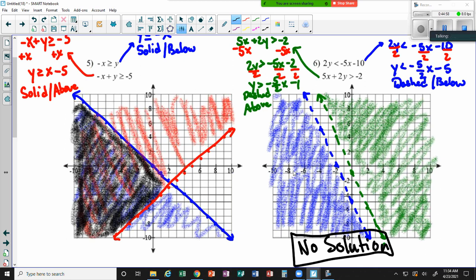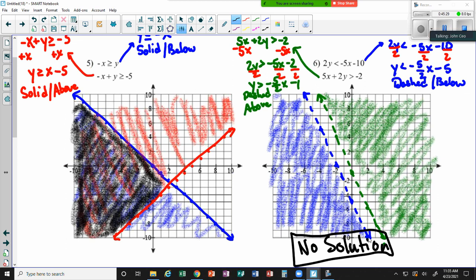The second equation, I first had to subtract 5x. So I got 2y is greater than negative 5x minus 2, divided by 2. So I get y is greater than negative 5 halves x minus 1. So that's a dashed line, and I shaded above it because y is greater than that line. So I started at negative 1, went down 5, right 2.